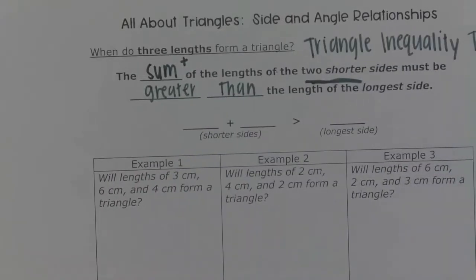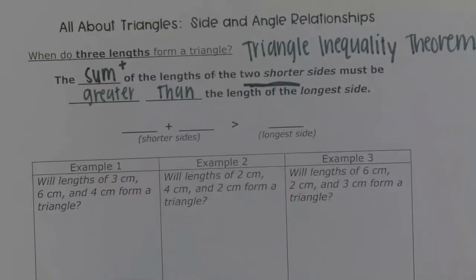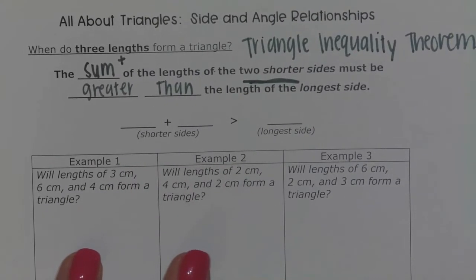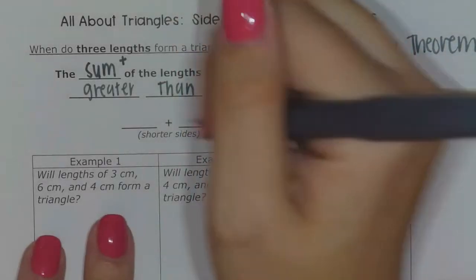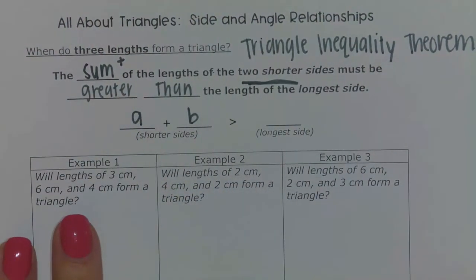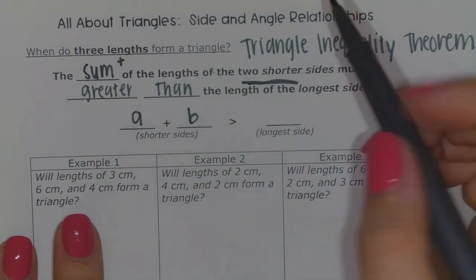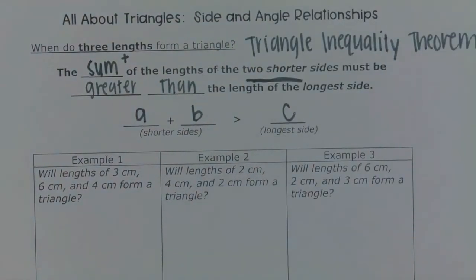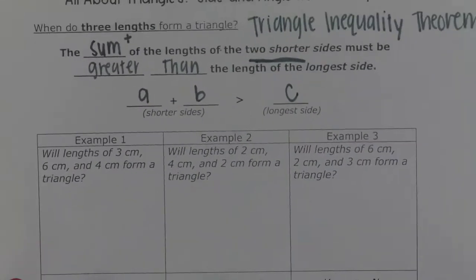So they use an inequality to prove this theorem, okay? And we're going to use variables for this. Remember, variables are just letters that are representing unknown numbers, but the variables that are used are A and B. So A plus B for the shorter sides has to be greater than the longest side, which we call C. So A plus B has to be greater than C. So let's look at a few examples.